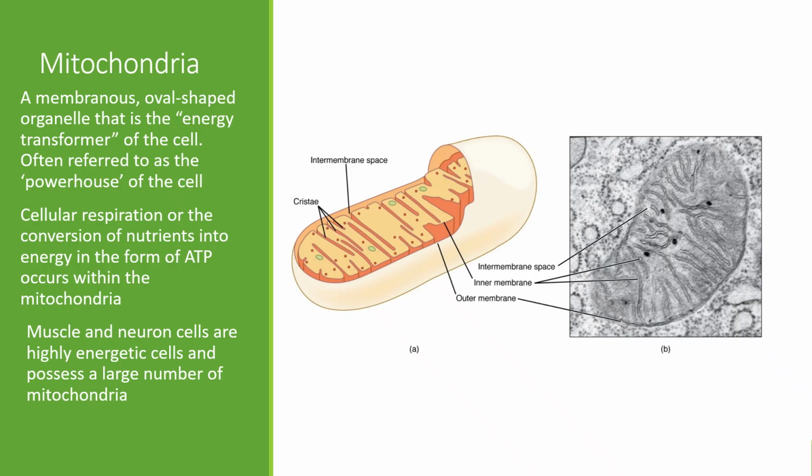All right, so the muscle and neuron cells that are highly energetic, they're going to have loads and loads of mitochondria. Cells that aren't so energetic, like maybe a fat cell, an adipocyte, they might have fewer mitochondria.